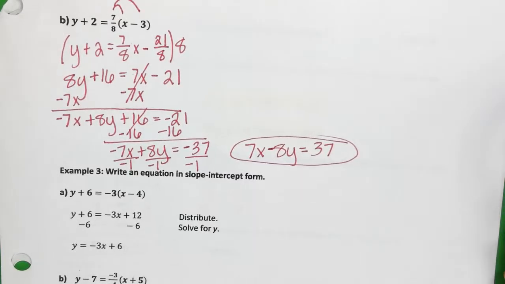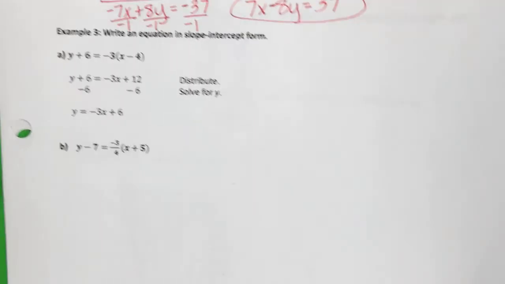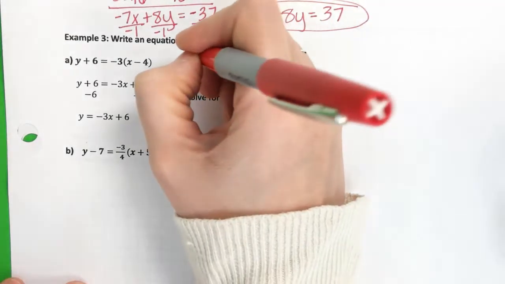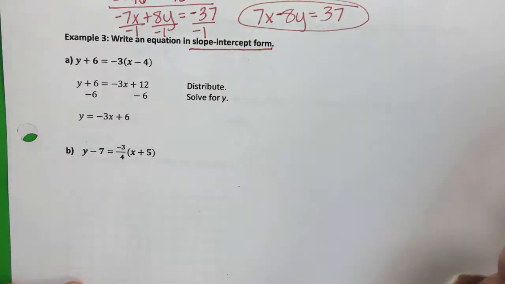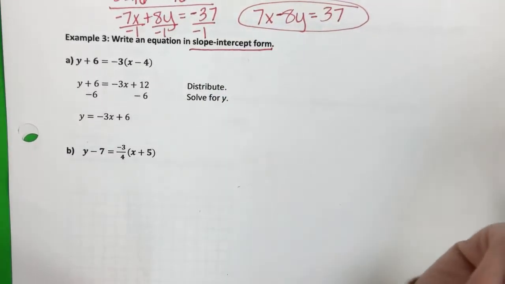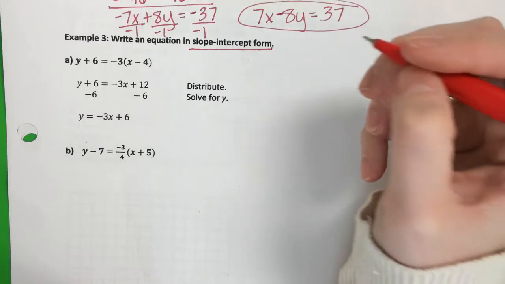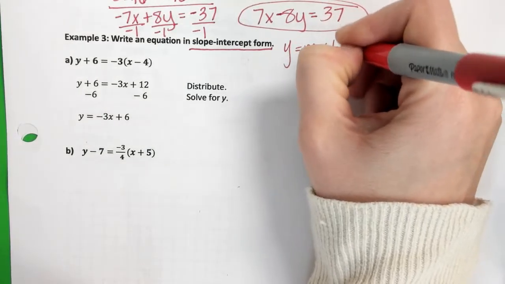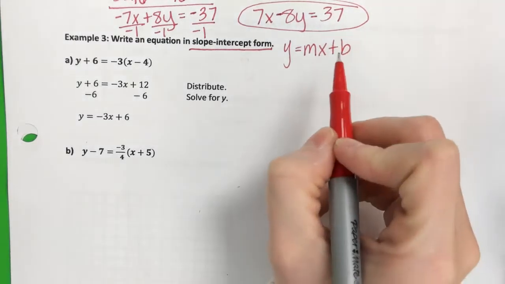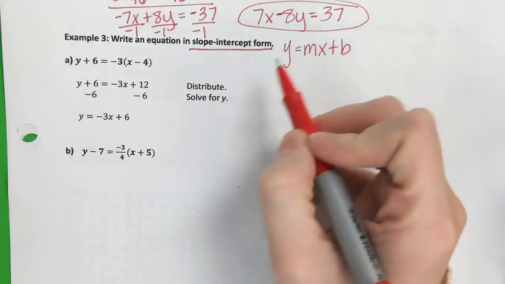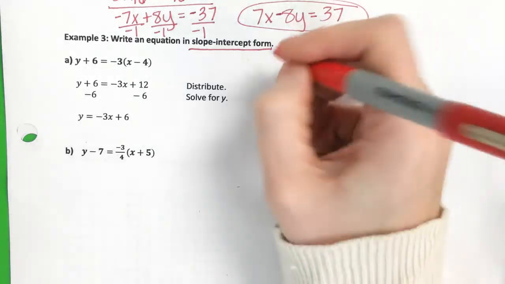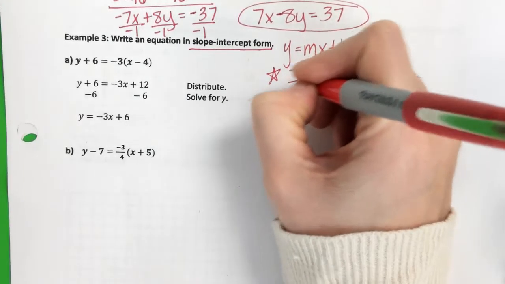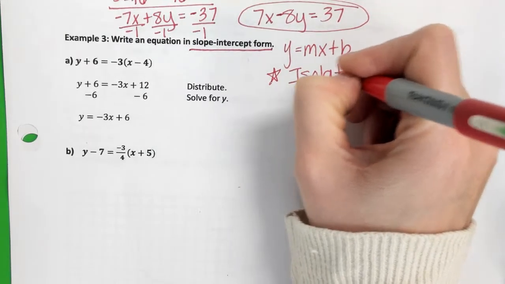Okay, the last part. It says, write an equation in slope-intercept form. This is the one you should probably be the most familiar with. What is slope-intercept form? Y equals mx plus b. No negative. The biggest thing you need to focus on here is isolating the y.